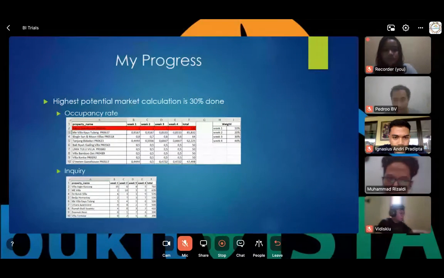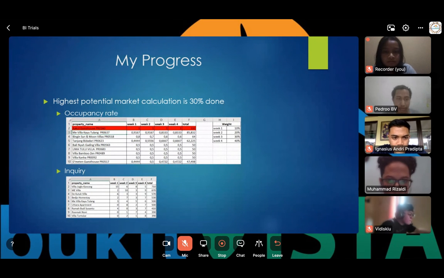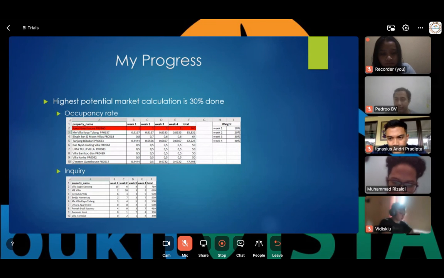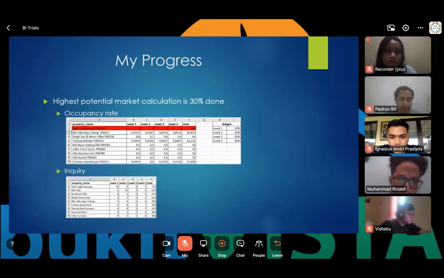My highest potential one, a screenshot from the table that I created in Excel of occupancy rate. I group the data weekly because I think the closer the data is to right now, the more relevant it is. That's why I weight week 4 at 40%, week 3 at 30%, week 2 at 20%, and week 1 at 10%, because the closer the data, the more relevant. And for the inquiry, I also use the same weight from week 1 to week 4.